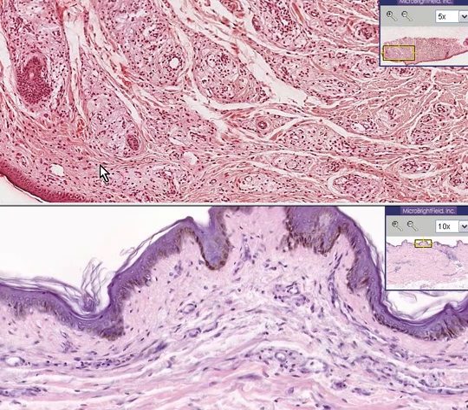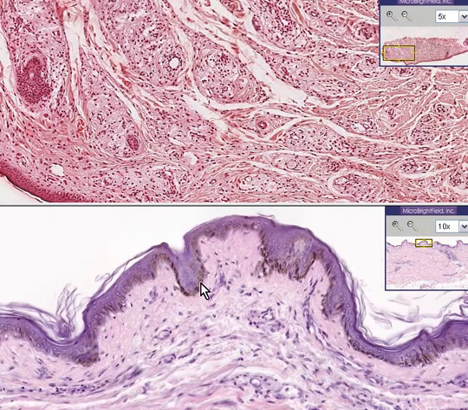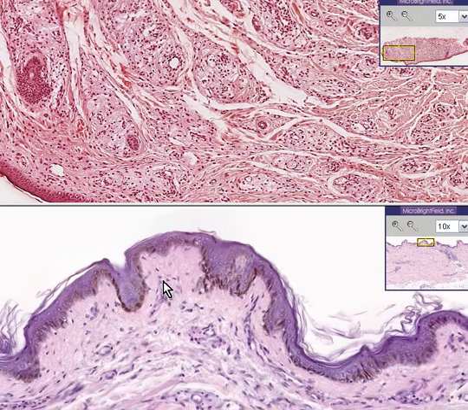Here is another skin case. It's called xanthoma skin. Here at the bottom is normal skin. It's pigmented skin. You could see a nice little layer of melanocytes uniformly throughout the deepest epidermal layers. You could see a stratum corneum. You could see the papillary dermis here between the rete pegs of the skin.